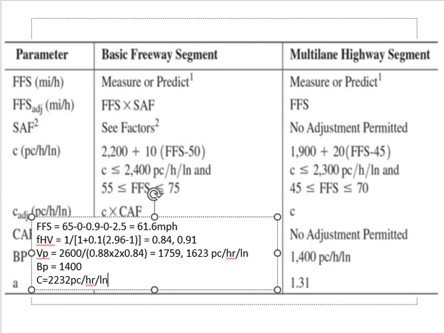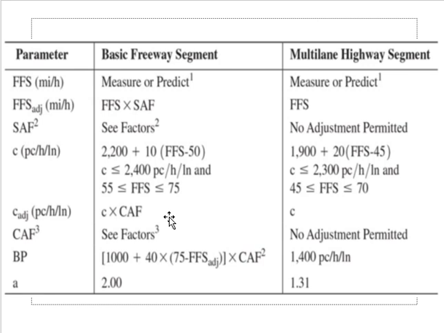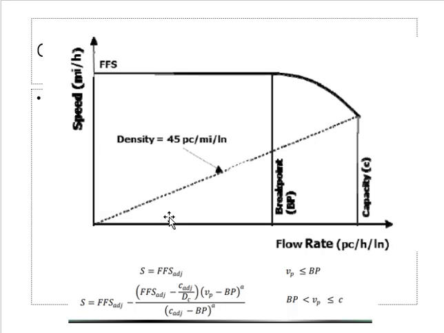Okay, I needed capacity for that speed equation. I have capacity now. What else do I need? I need a breakpoint, which is fixed at 1400. I need the A value, which is again in the table. The A value for a multilane highway is 1.3. Clear?